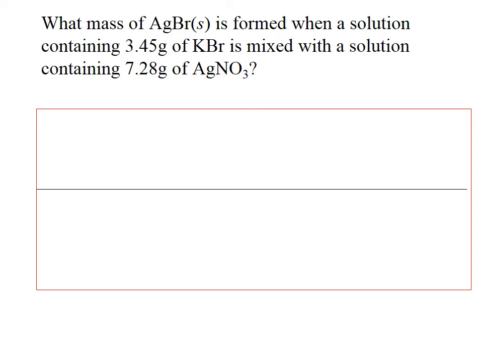So we asked, what mass of silver bromide is formed when a solution containing 3.45 grams of potassium bromide is mixed with a solution containing 7.28 grams of silver nitrate? We start with our balanced equation. And this is a nice balanced equation. It's easy and simple because it's a 1 to 1 to 1 to 1 ratio. Now notice we do not need potassium nitrate in our calculations, but it is important in our balanced equation.